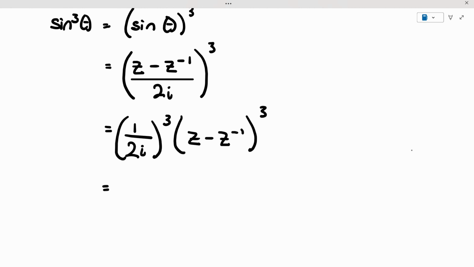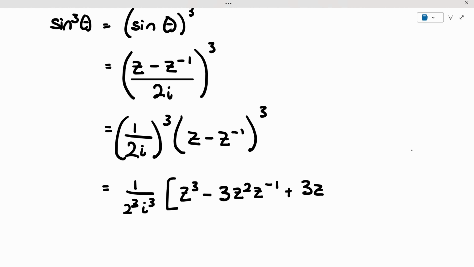So from here, we have 1 over 2 cubed times i cubed. Of course, this is 1 cubed, which is just 1. And we could use the binomial expansion to expand this. So we have z to the power 3, and we need to alternate signs, minus 3 z squared times z to the minus 1, plus 3z times z to the minus 2, minus z to the minus 3.